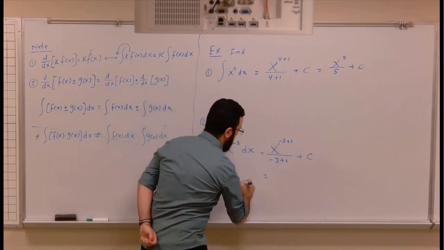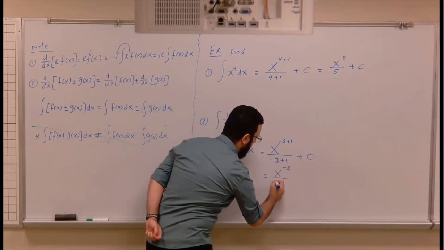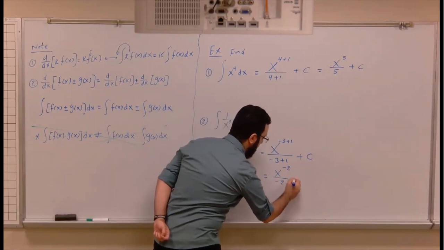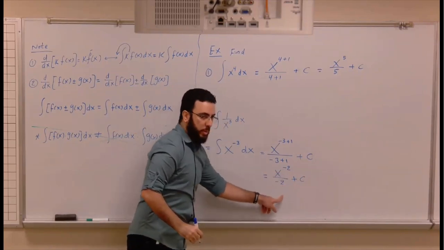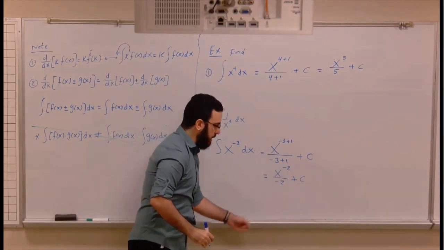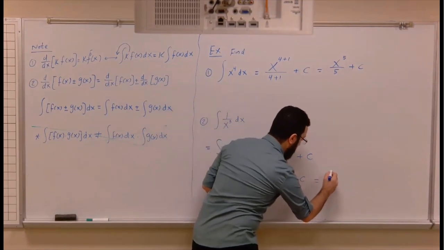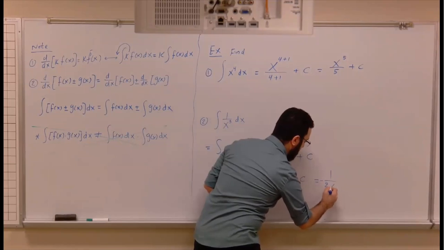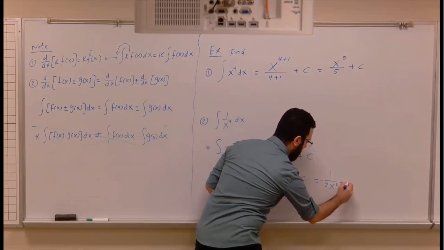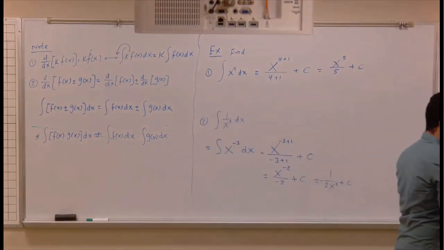That means this one is going to be equal to x to the negative 2 over negative 2, and you have to add the c. Now write down the 2 on the bottom. So it's going to be positive, or you can keep it, this one is going to be also right. So this one is going to be 1 over, or you can say negative 1 over 2 x squared plus c. So this one also is going to be right.